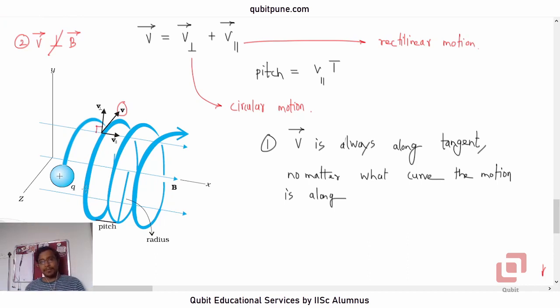V perpendicular is not tangential to the trajectory, but it is actually perpendicular to the magnetic field. Tangential to the trajectory is the original, main velocity. Fine. V parallel is along B bar and V perpendicular is perpendicular to B bar.